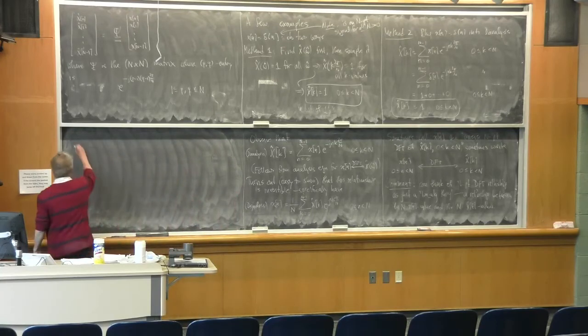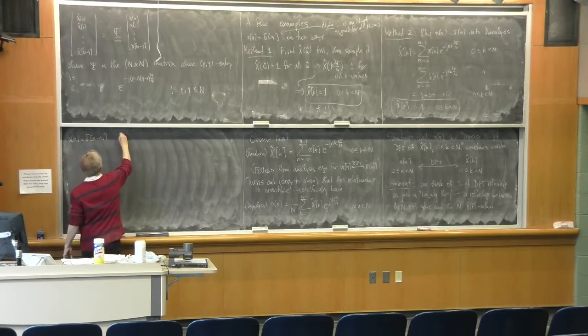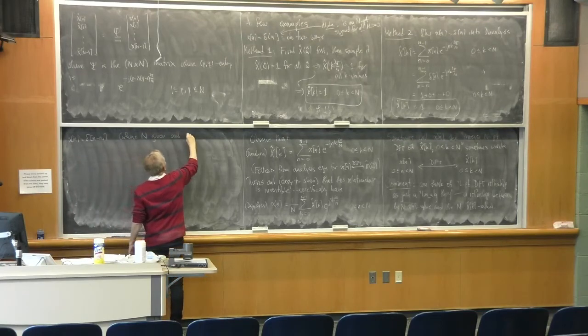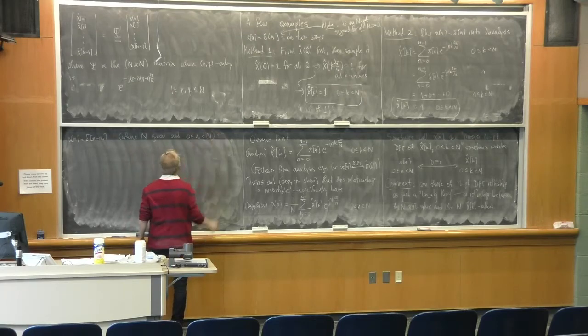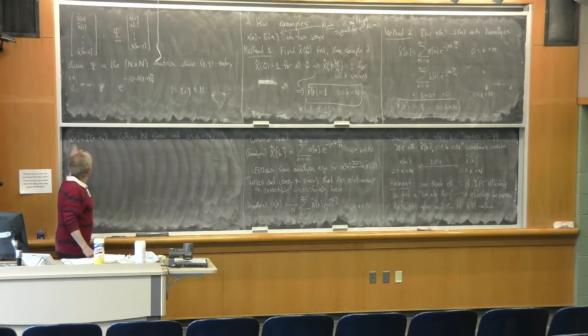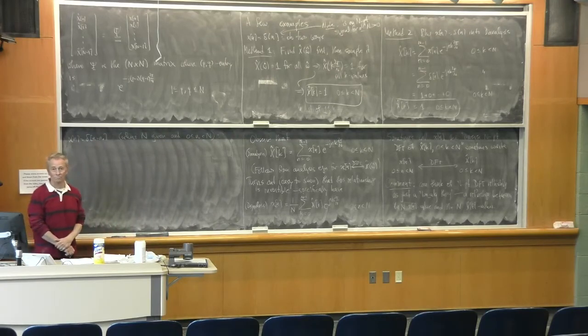So x of n equals delta of n minus n0, where, say, cap N is given and n0 is between 0 and cap N. I need this to ensure that this is an endpoint signal, a cap N endpoint signal. All right, so shifted delta.